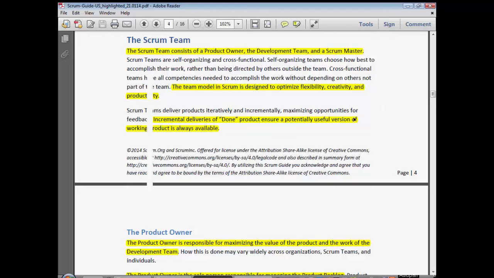The next part is highlighting the fact that incremental deliveries of done product ensure a potentially useful version of working product is always available. What's meant here is that the very nature of Scrum lends itself to the fact that a piece of a working product is delivered each sprint. And the fact that the piece of the product is done, according to the team's definition, is really key here, guys.